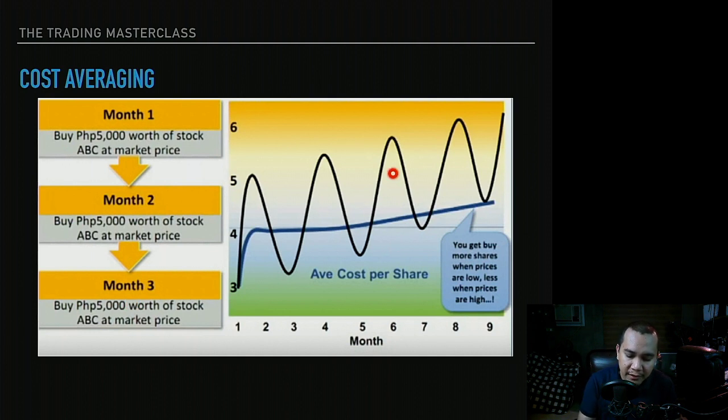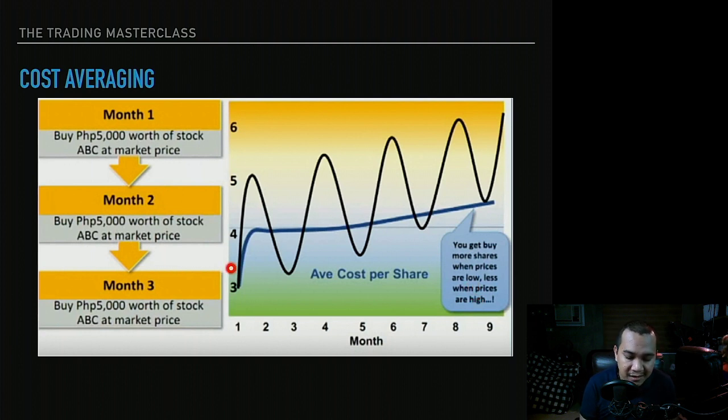The black lines right here are called the market movement. So that's the prices going up and going down, and going up and going down. On month 1, you might be able to buy the stock at a very cheap price. On month 2, you might buy it at an expensive price. On month 3, at a cheap price. Month 4, an expensive price. You don't have to worry about that, because since there are months that you will be able to buy the stocks at a cheaper price, you will be getting more shares and at a better price.